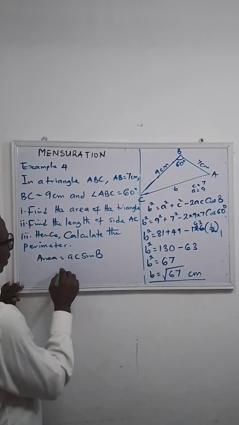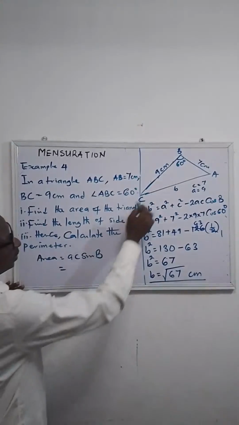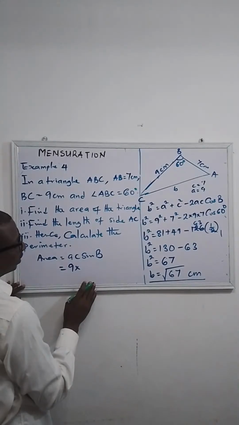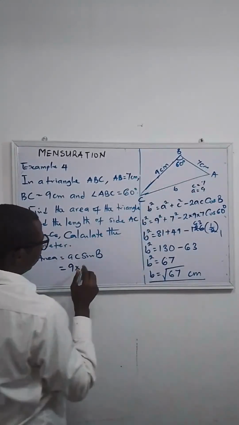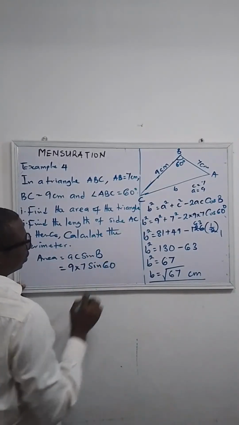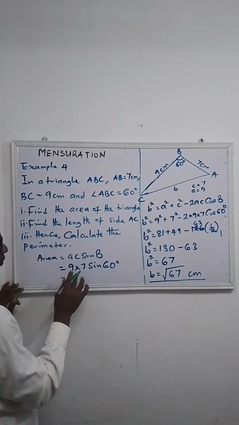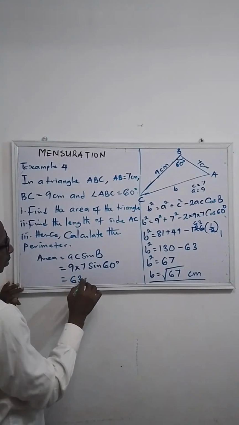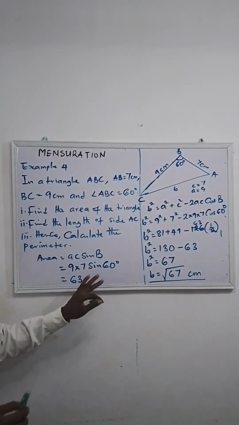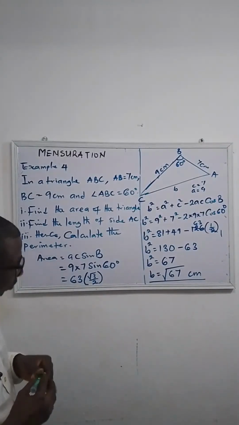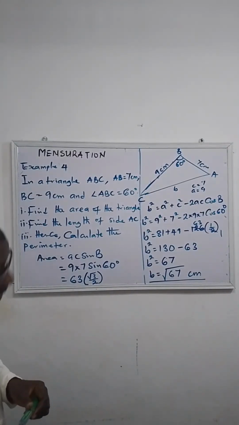So we just plug in the value. So we have, what is A? A in this case now is what? That's 9 times, and what is C? C is 7. So 7 sine 60. Can you see that? So that is going to give you what? When you multiply this together, you have 63. And sine 60, we can write it in special form. That's square root of 3 over 2. So when you multiply that, what do you have?